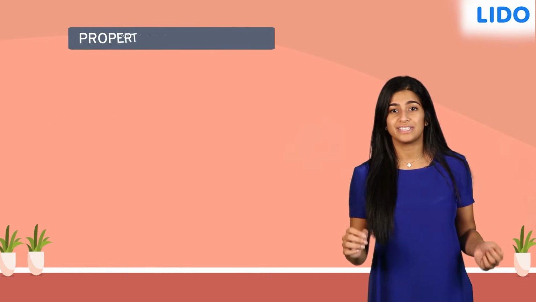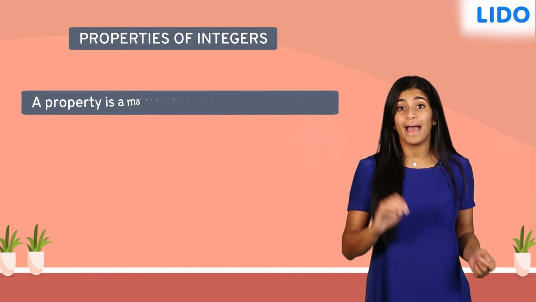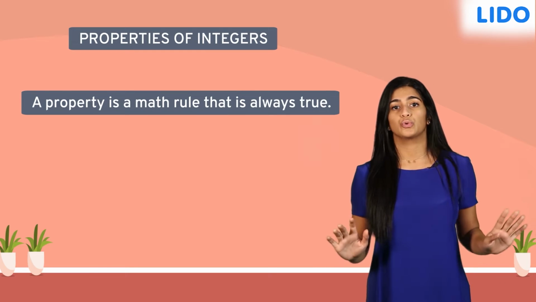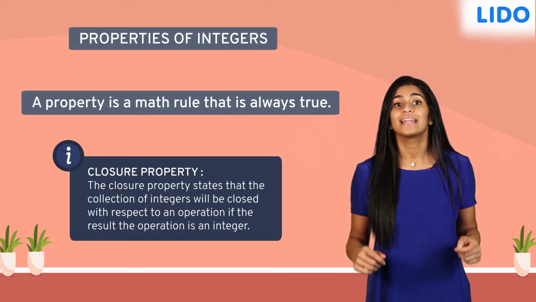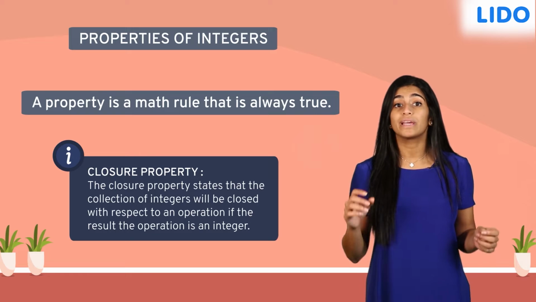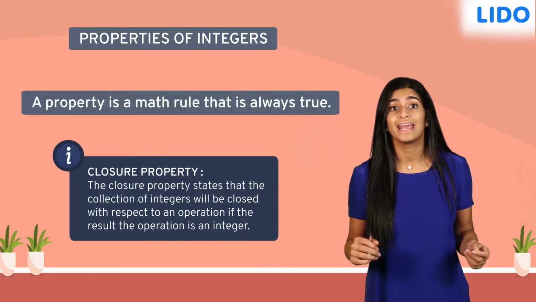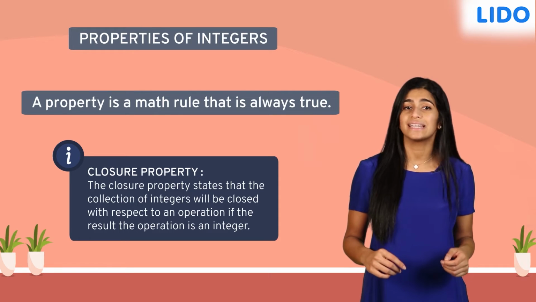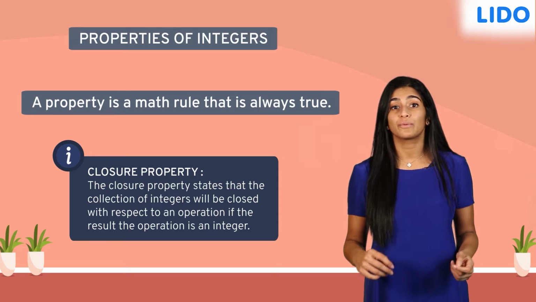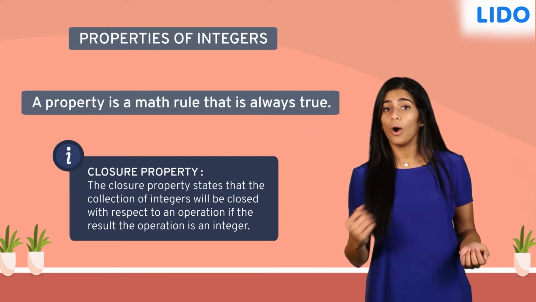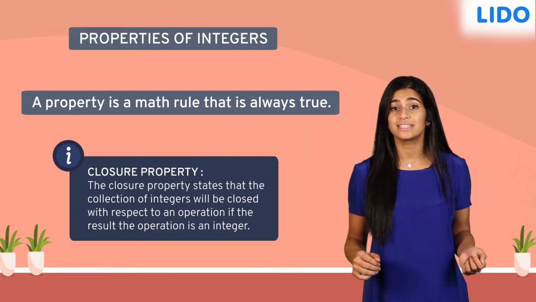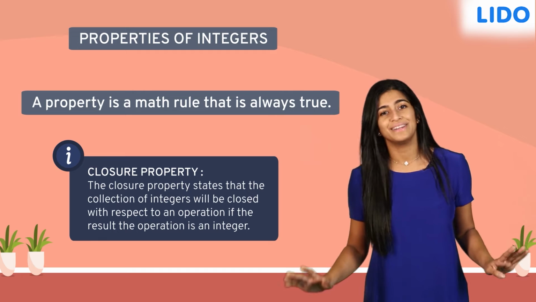Well, yes. In math, we have properties of integers. A property is a math rule that is always true. The closure property states that the collection of integers will be closed with respect to an operation if the result of the operation is an integer. This means that when we add, subtract or multiply two integers, the answer is always an integer.